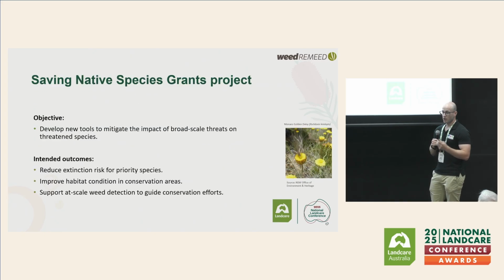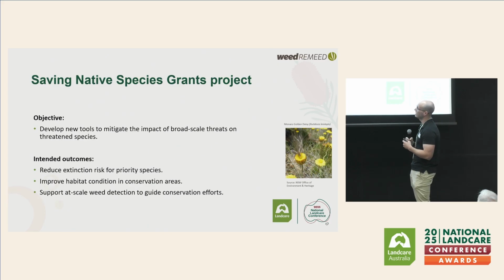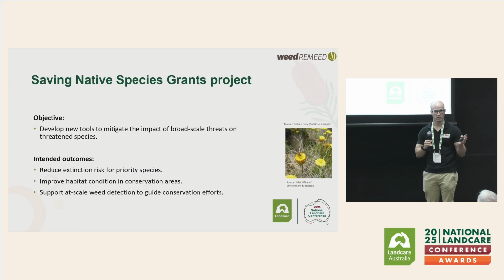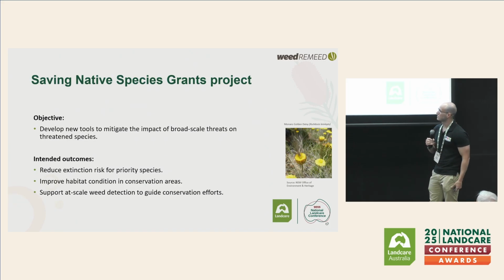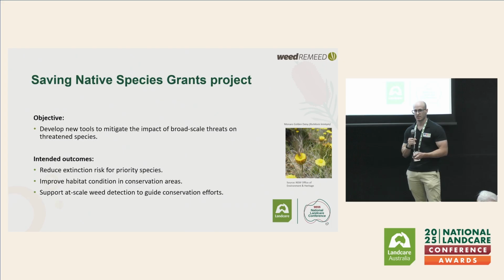So at the moment, the WeedRemeed system is currently functioning under a Saving Native Species grant, so that's how the project was really developed. And we've just finished all our trials, so that's what I'll be talking about in a little bit. But the objective was to develop new tools to mitigate the impact of broad-scale threats on threatened species. And intended outcomes are to reduce extinction risks for priority species, improve habitat condition in conservation areas, and support at-scale weed detection.